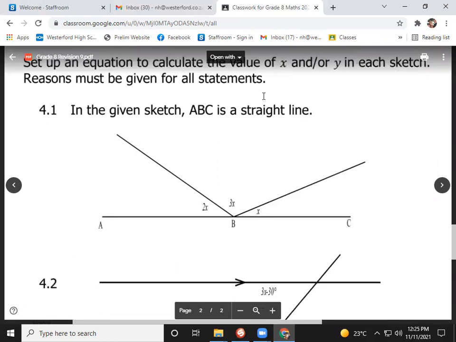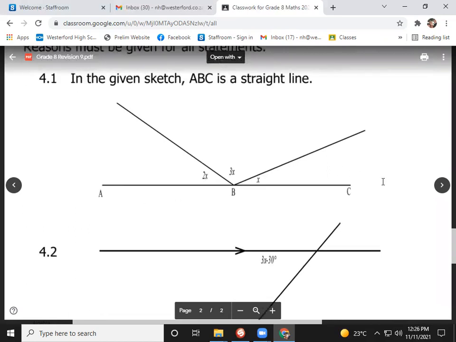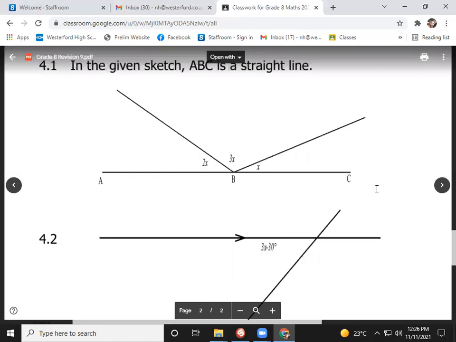Okay. In the given sketch, ABC is a straight line. What do we notice there, guys? What do angles on a straight line have? 180. So 2x plus 3x plus x equals 180. If you can't do anything else, you can get a mark for that. So you would write the whole word straight.